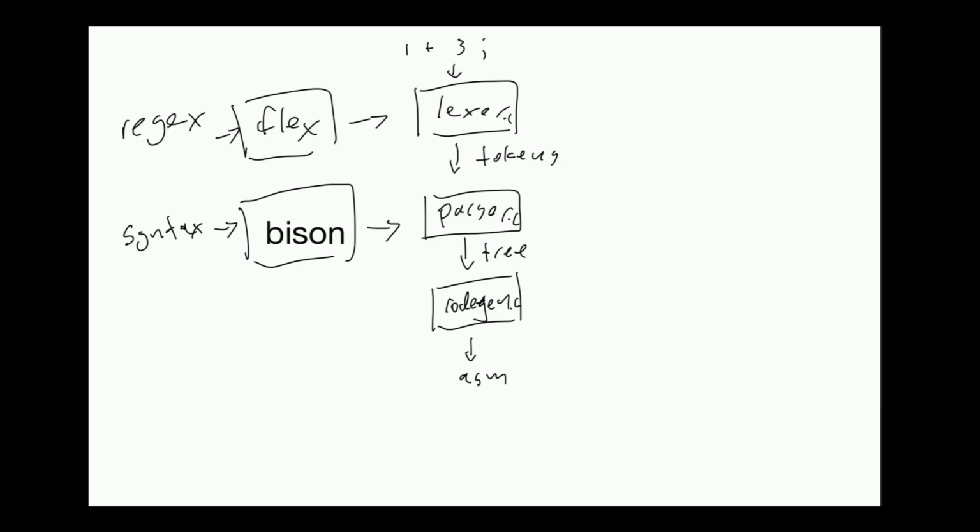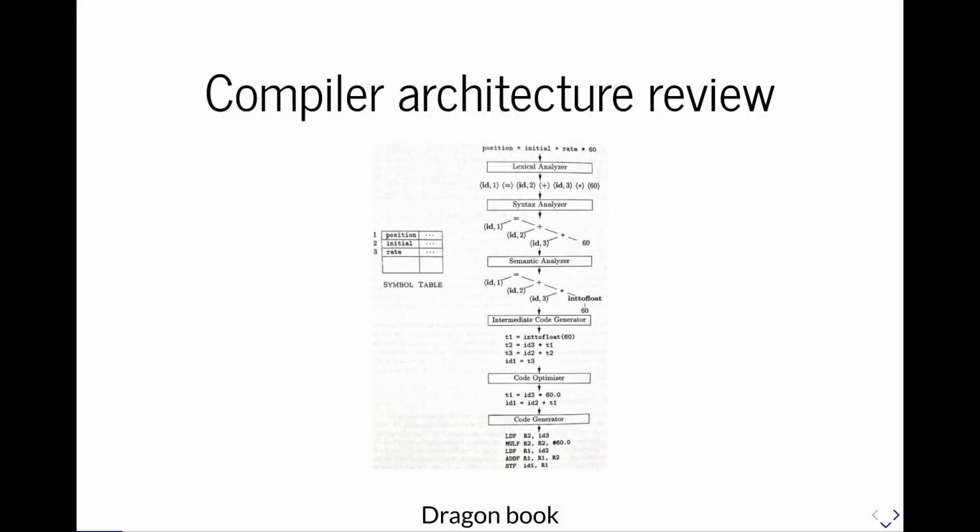Other questions? So, it's just taking these classic phases of the compiler and having tools that will generate parts of these phases for us. That's why they call them compiler compilers. If you could have a way to specify your language and then automatically generate a compiler for it, that would be a useful thing.